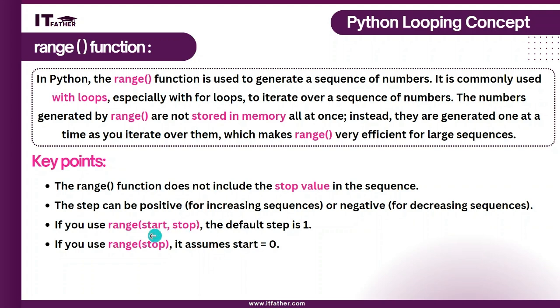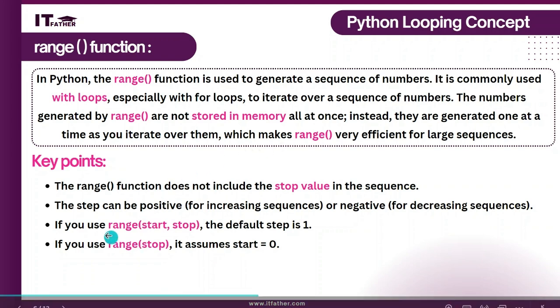If you use range with start and stop, then the default step is 1. It means if we are using just the range function and writing a number like 10, then it will start from 0 to 9. The default step is also 1: 0, 1, 2, 3, 4, 5, the difference is only 1, but the start will be 0 and the end number will be less than the number passed as argument.